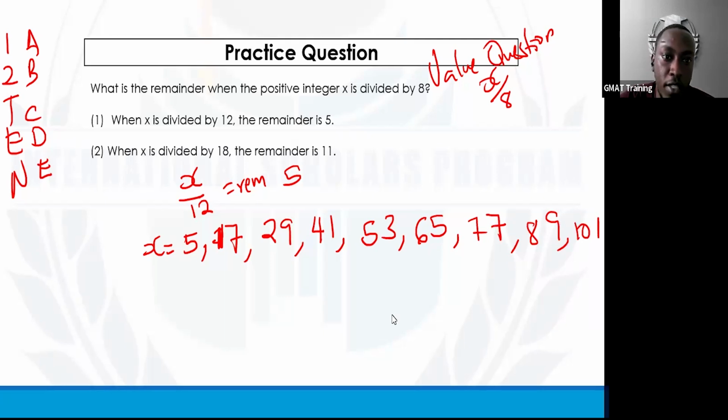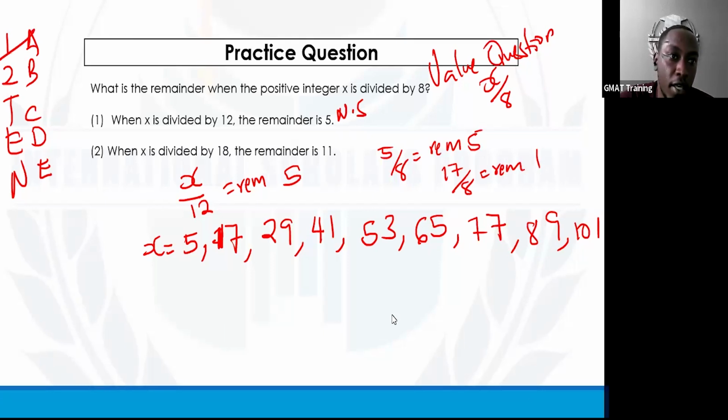So these are the possible values for x. What will be the remainder when x is divided by 8? If 5 divided by 8, then we'll have the remainder as 5. When you have 17 divided by 8, the remainder is 1 because of 16. So this is not sufficient. If it's not sufficient, then A and D are out.